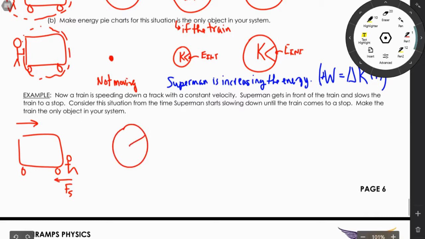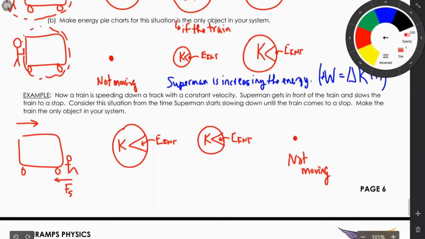as he starts the stopping process, we'll have a little bit of internal energy, but most of it will be kinetic. And now what he's doing is no longer bringing energy into the system, he's actually removing energy. We'll still have this little piece of internal energy. And you can see the system is shrinking, until finally at the end it's not moving anymore, because Superman has saved the day and stopped that runaway train. So this example is the opposite of the previous one. Here Superman is decreasing the energy in the system.